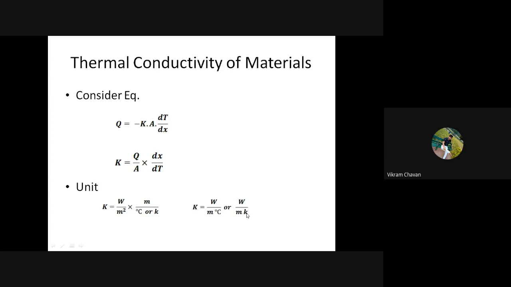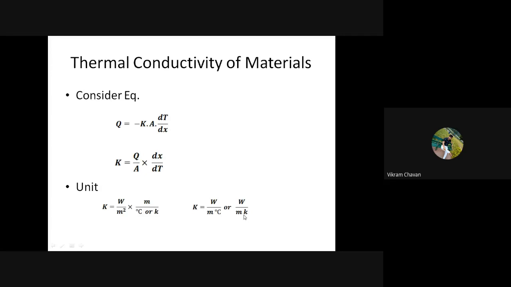So any of the units can be used for this particular K. There will not be any change. If you use degree Celsius, no problem. If you use Kelvin also, no problem.